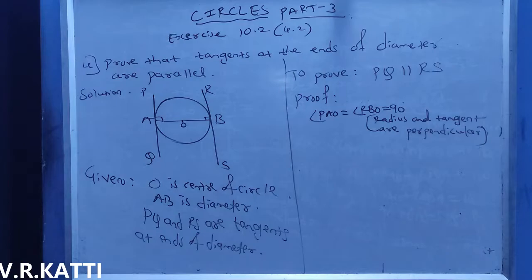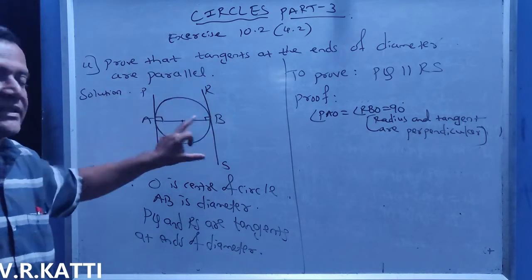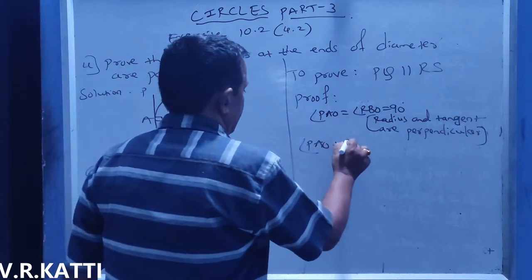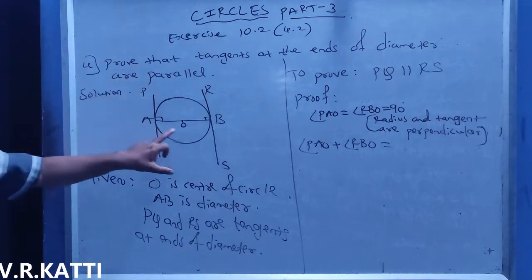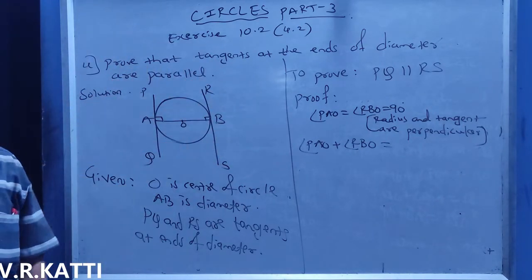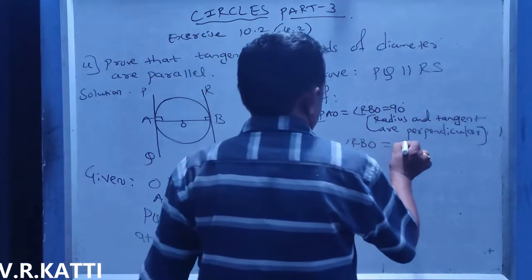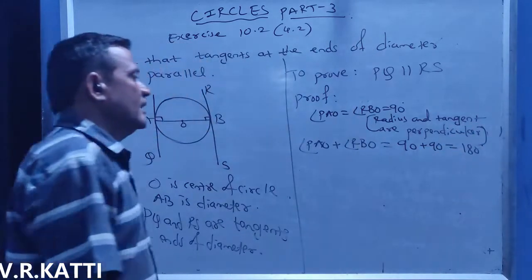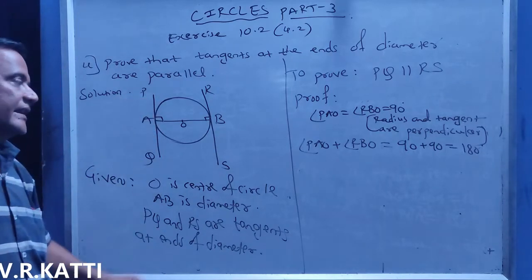Now PAO is 90, RBO is 90. Students, what is the sum of angle PAO plus angle RBO? It is 90 plus 90, it is 180. PAO plus RBO is 180 degrees.